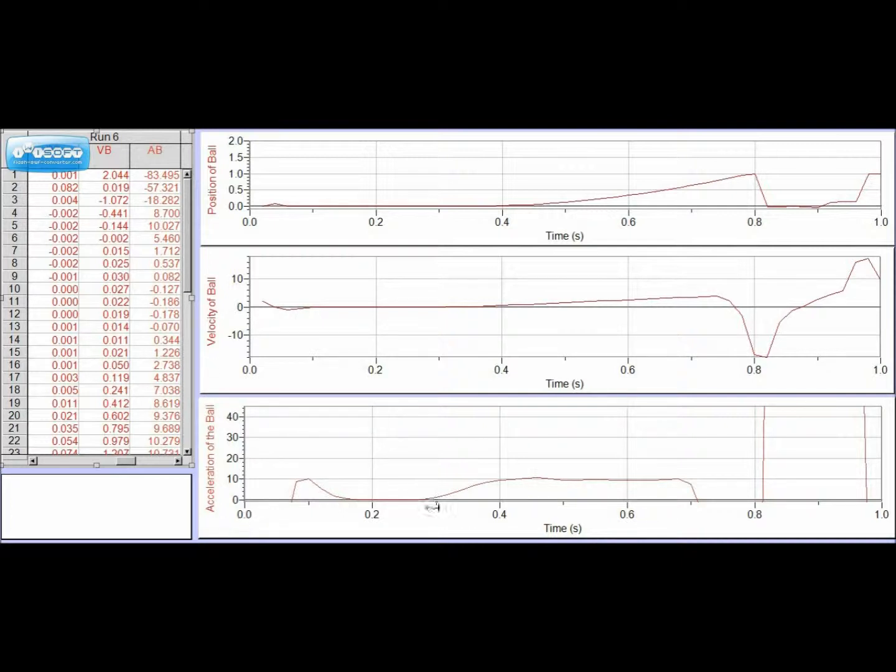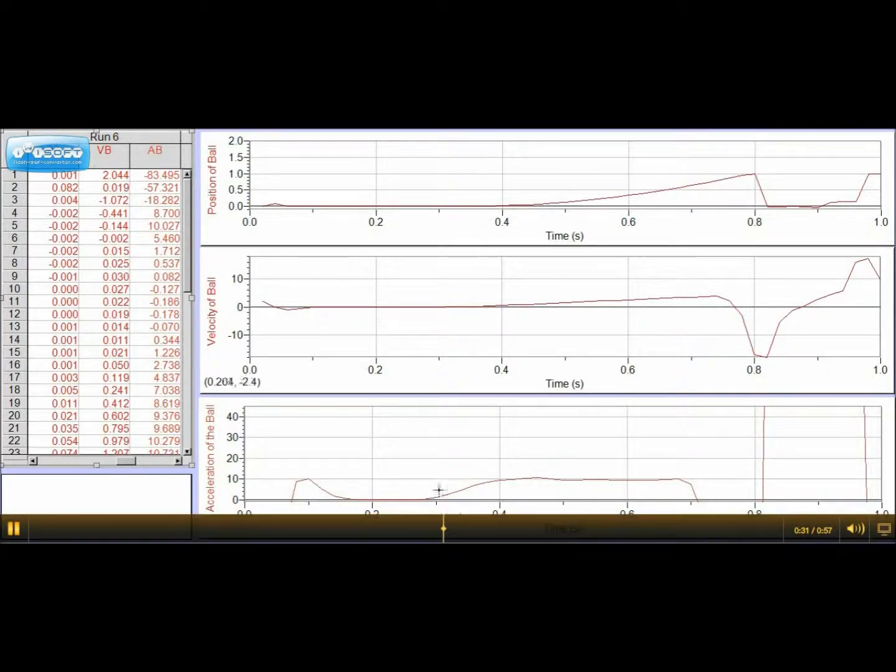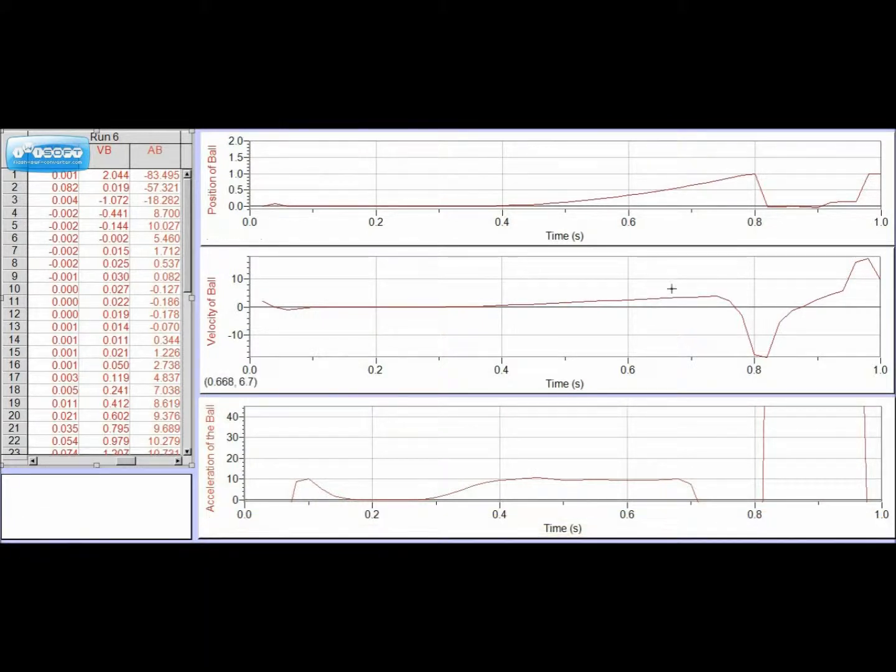You might ask why does it not start at 9.8 meters per second squared? Well, that's just because we have other forces acting on our ball in real life scenarios like wind resistance and such. Now here we have our velocity of the ball, and as we see as time passes, the velocity goes up. It goes up to about 4.4 meters per second.